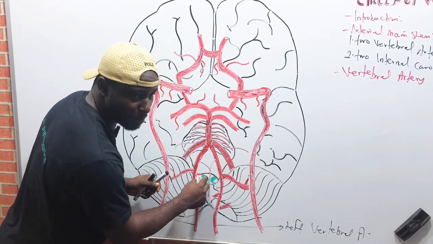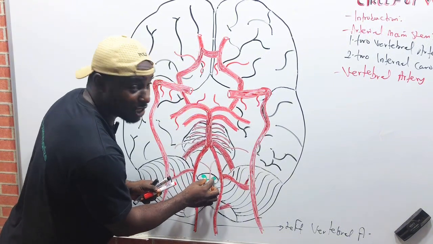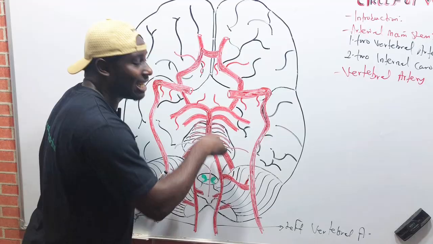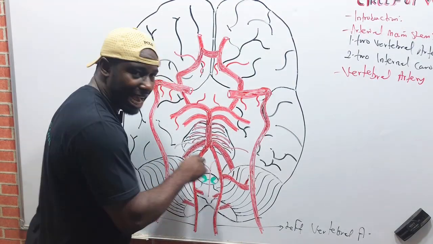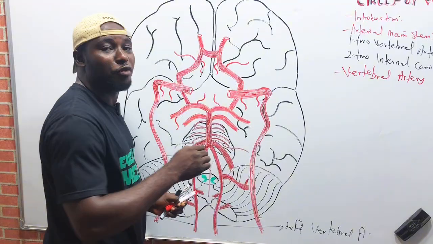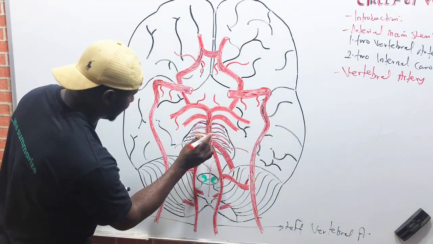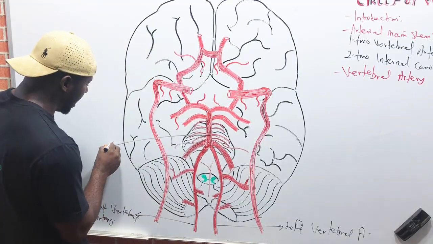And here is the spinal cord. You can see the gray matter of the spinal cord, right? So it ascends upward, and at the level of the lower border of the pons, the two branches unite to form the basilar artery. So this is the basilar artery per se.